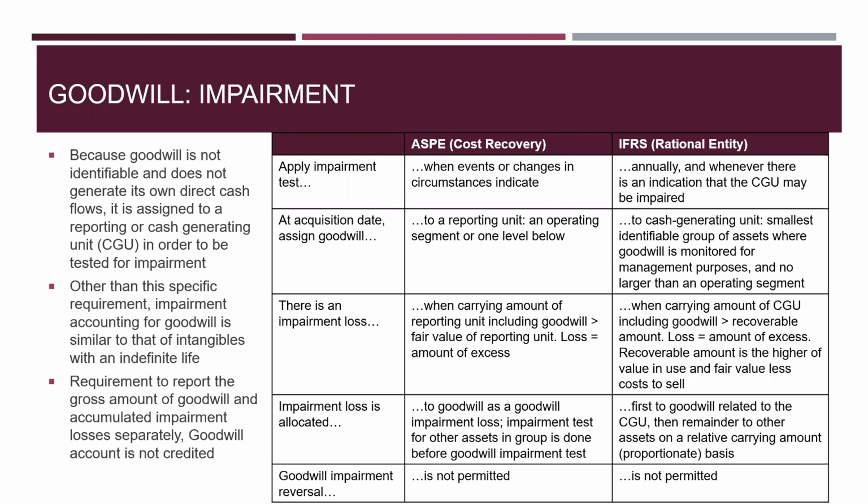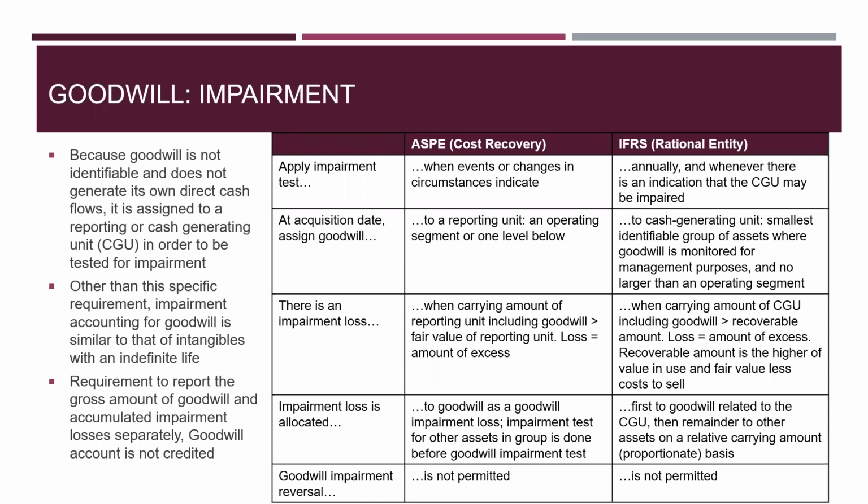Now, the indication of impairment under ASPE is when your carrying value of the reporting unit, including your goodwill, is higher than the fair value of the reporting unit. The difference is your loss. Under IFRS, we look at the carrying amount of the CGU, cash generating unit, that includes goodwill. If that is higher than the recoverable amount, then the difference is treated as your loss.